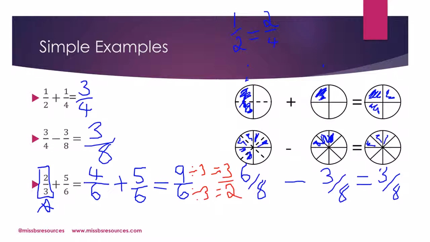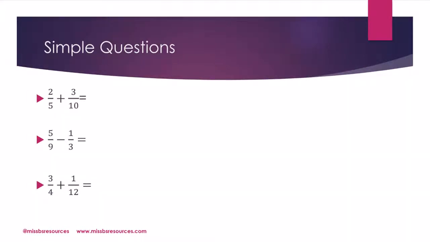3/2 can then be converted to a mixed number. 3 divided by 2 is 1, remainder 1. So you've got 1 whole and a half left. And that is your final answer. Well done if you got that. On the board now, there's some simple questions for you to have a go at yourself. So freeze the screen and have a go at doing these.